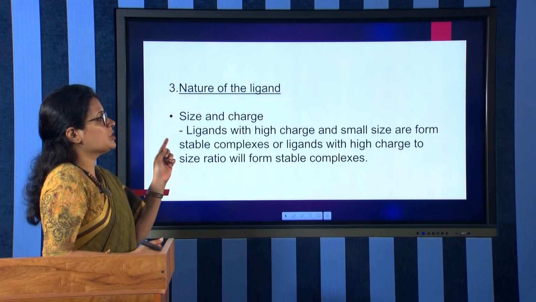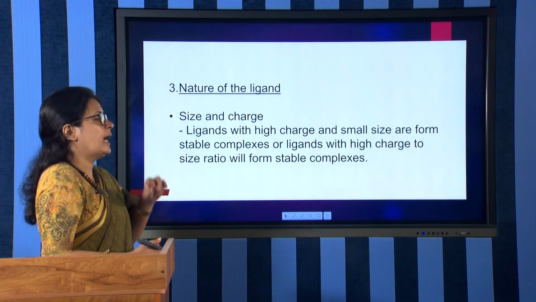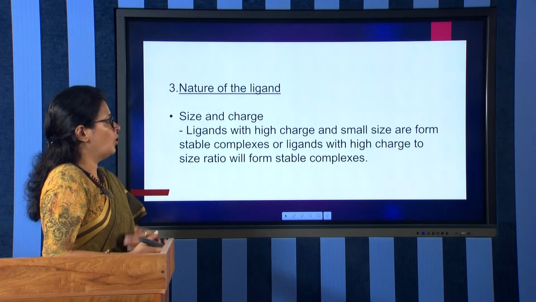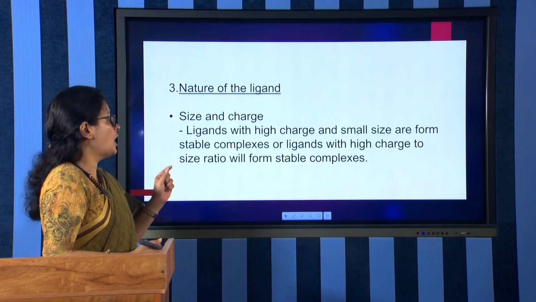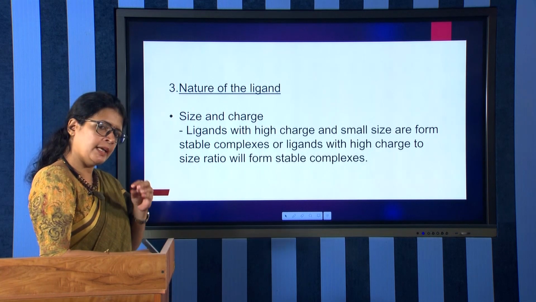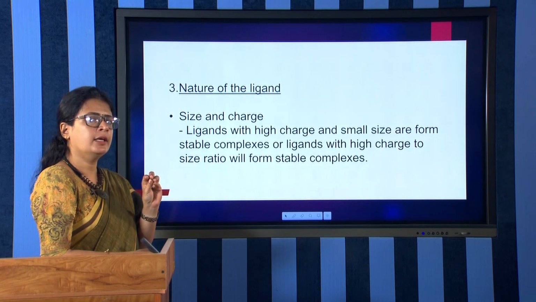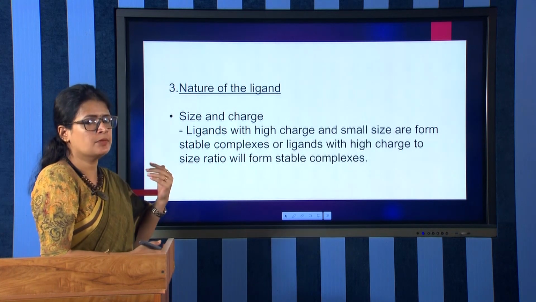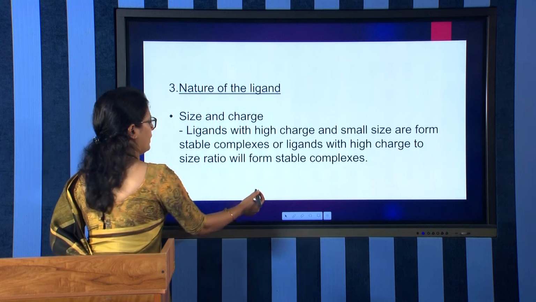Ligands with high charge, that is more charge, and small size form stable complexes, or ligands with high charge to size ratio will form stable complexes, which means that the ligands should have high charge and small size, as in the case of central metal atom also.